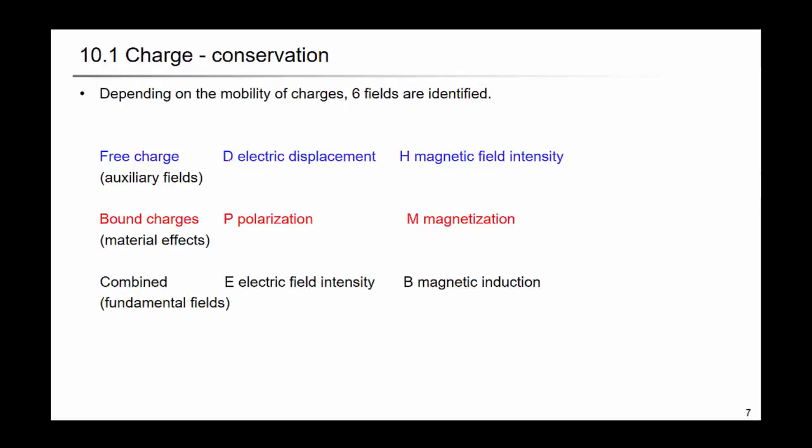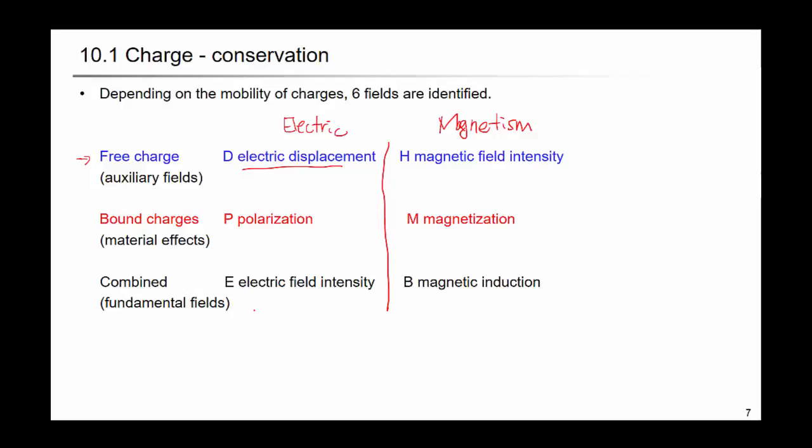So we can define the six fields. For the free charge in the conductor, we have the electric displacement D and the magnetic field intensity H. This area is for the electric field, and this is from magnetism. And for the bound charge, we can define the polarization and the magnetization.